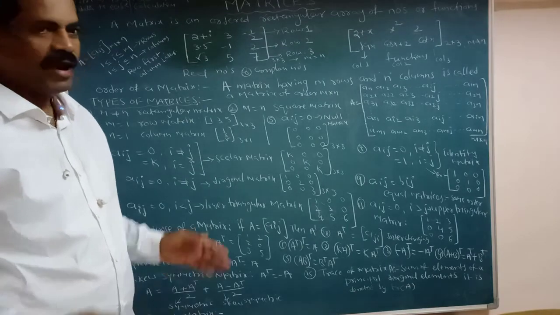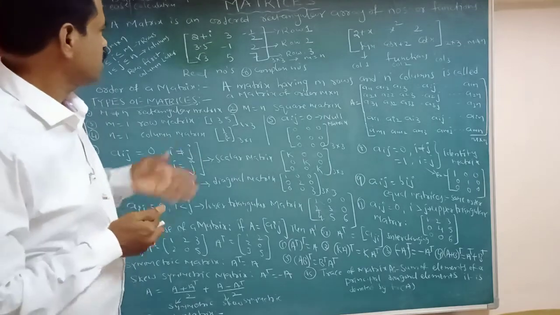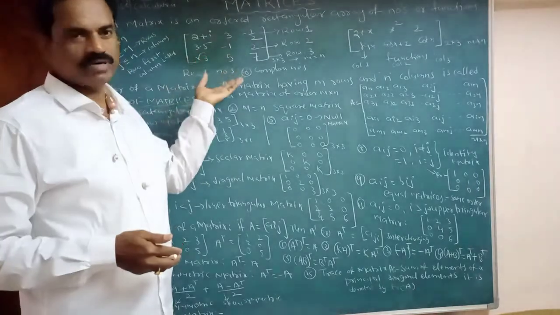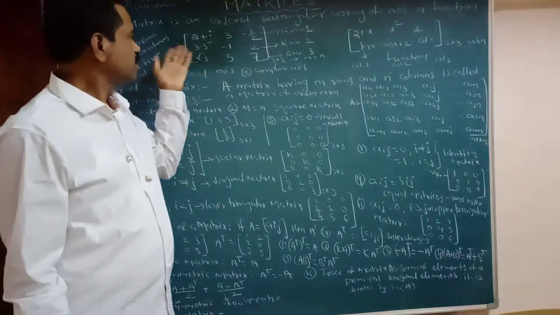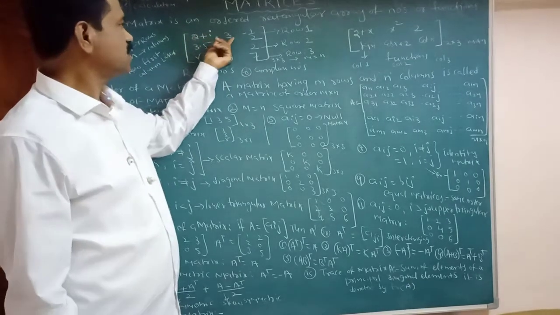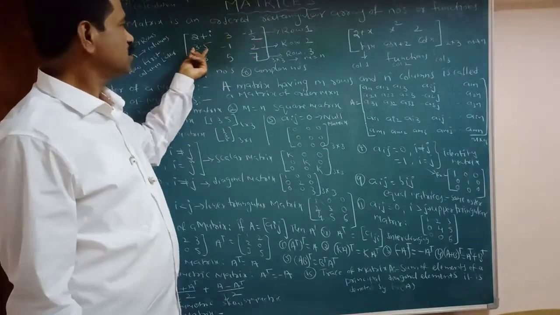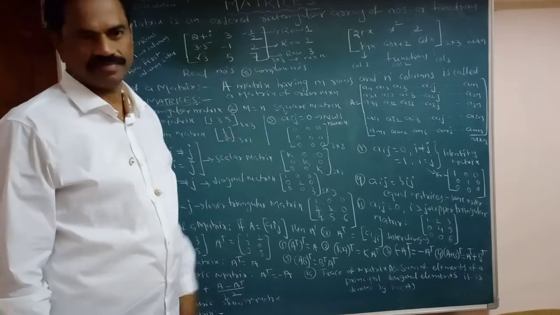For a matrix we use the big bracket. Write the elements, numbers or functions, inside the big bracket. For example, these are real numbers or complex numbers: 2 plus i, 3, minus 1 by 2, 3.5, minus 1, 2, root 3, 5, 7.